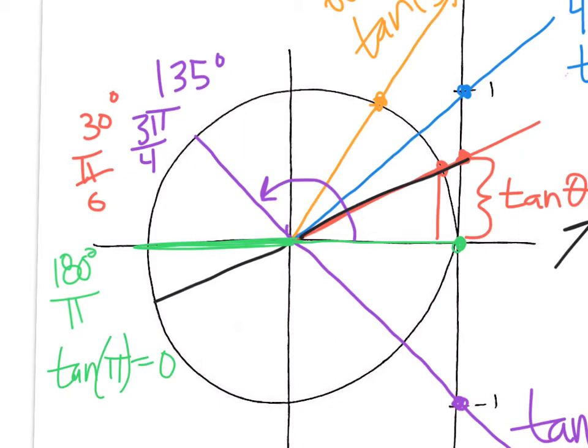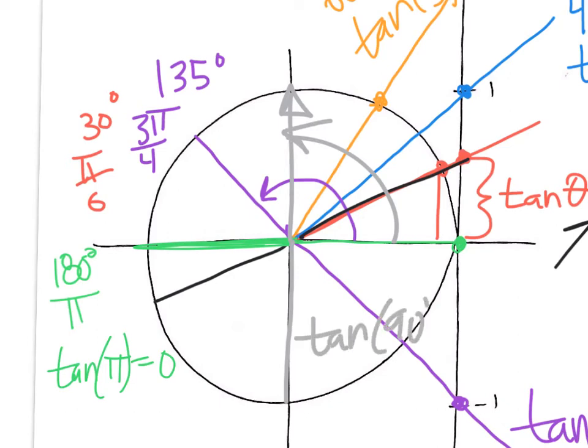And then the last thing would be something like this. That angle is 90 degrees, so the tangent of 90 degrees, which is the same as the tangent of pi over 2 radians. If we go like this and continue, or go like this and continue, it never hits this line. So that means there isn't a value. This is undefined.